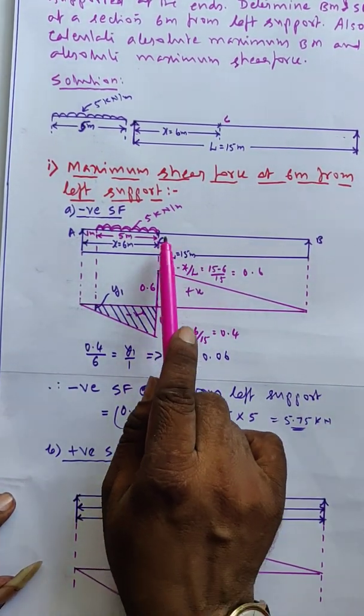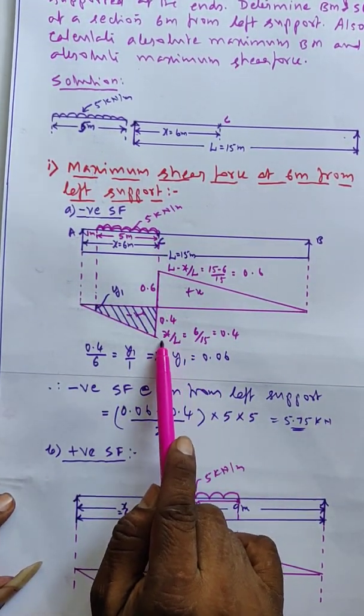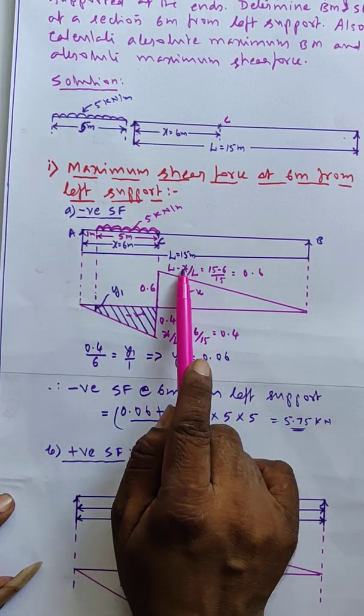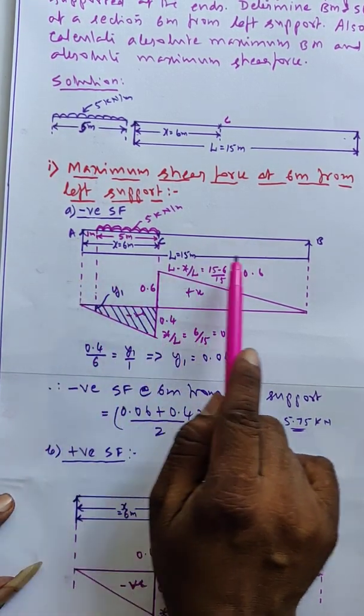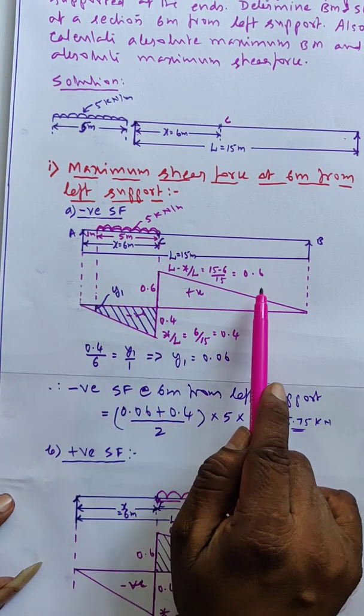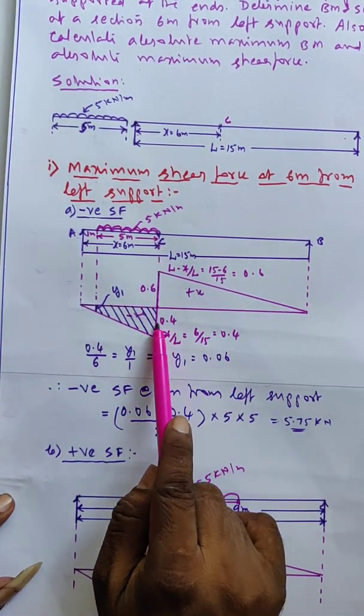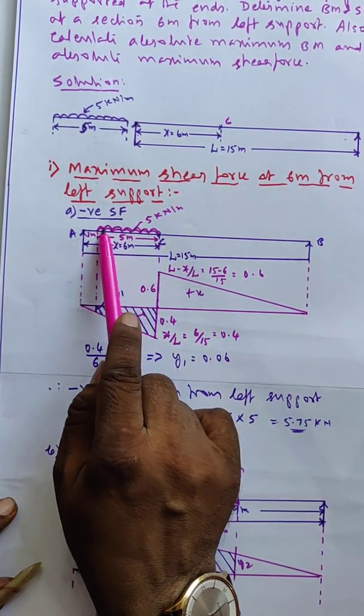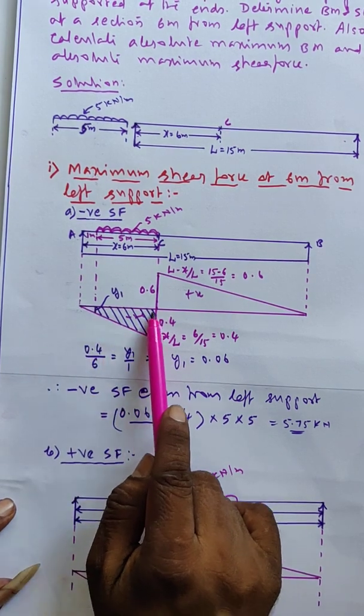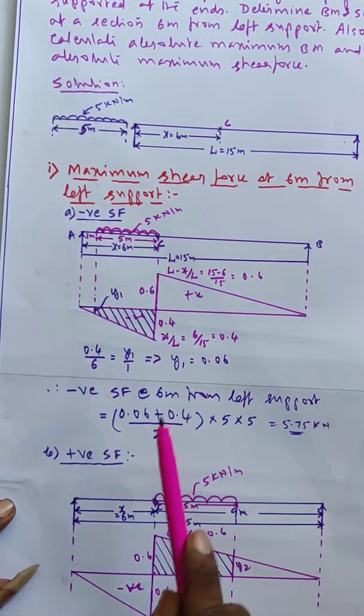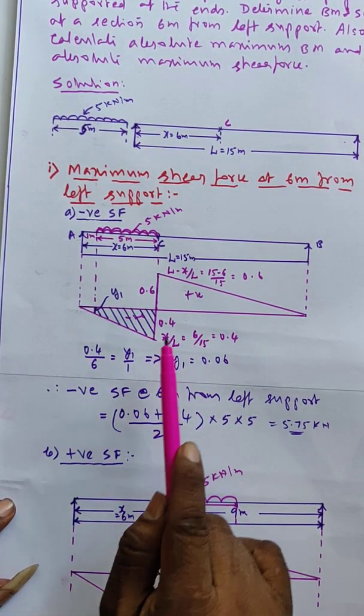This is the ILD for shear force at section C. Here this coordinate is x by L. This is L minus x by L. L means 15 meter, x means 6 meter. Therefore, it comes 0.6 meter. This comes 0.4 meter. Since it is UDL, we have to consider the area of this diagram into intensity for getting the negative shear force.